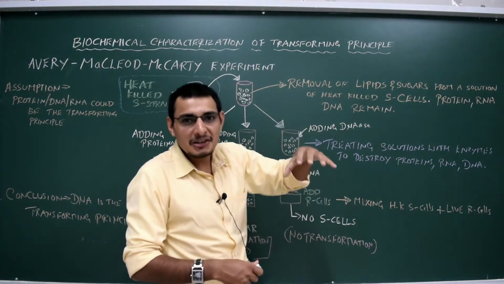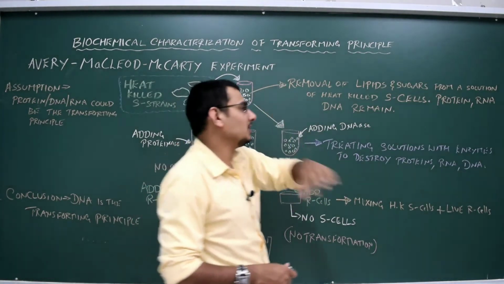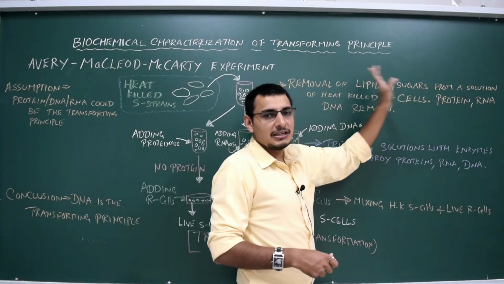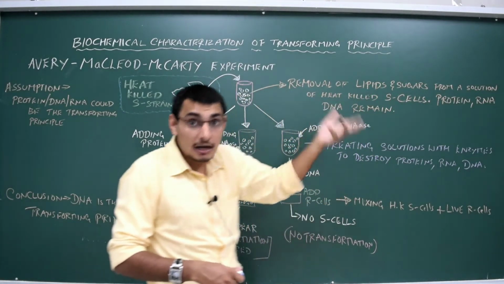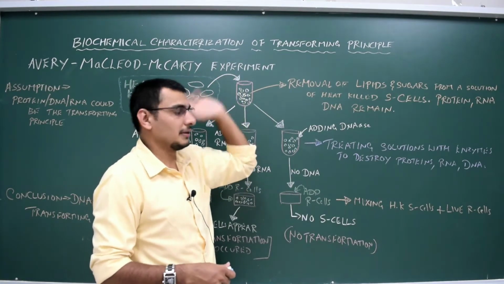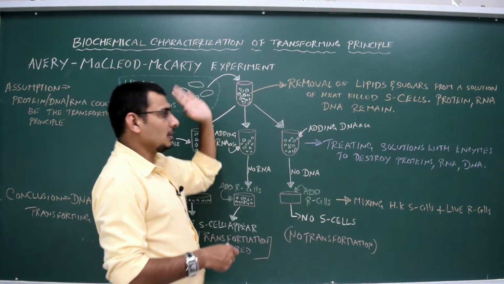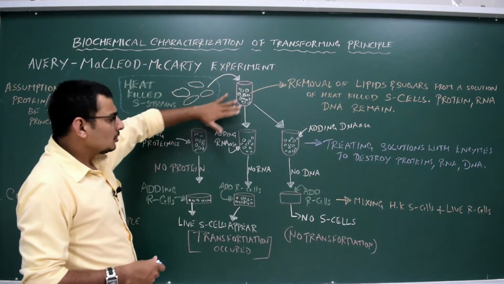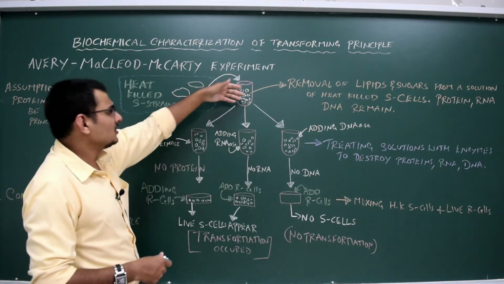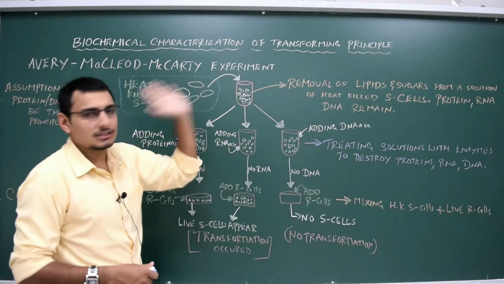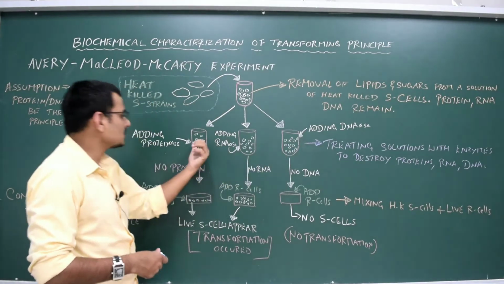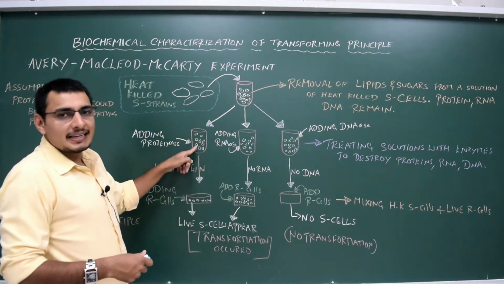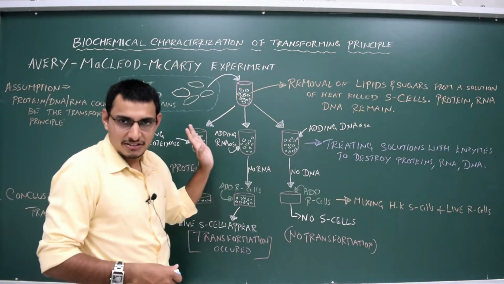What is remaining now? Out of 5, now we have 3 biochemicals, that is proteins, DNA and RNA. Out of 3, now they took 3 different test tubes and just put this solution into each test tube like that. You could see here all these containing the heat killed S strains, that's it.